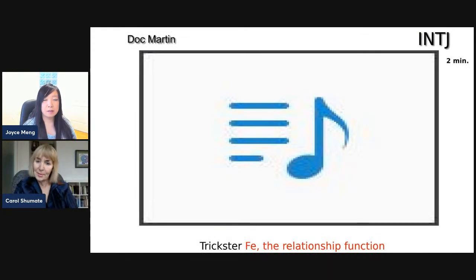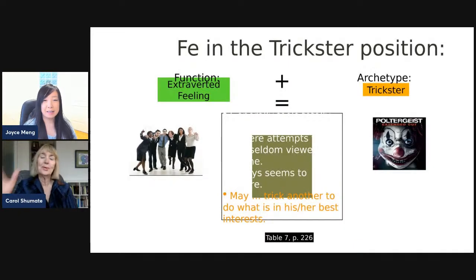Well, oh, it's not going to play this. I thought it was going to play for me. Too bad. Well, I have this great film clip of Doc Martin, who is a doctor. It's a British series, and he illustrates extroverted feeling in trickster. And the slide is not displaying well either.